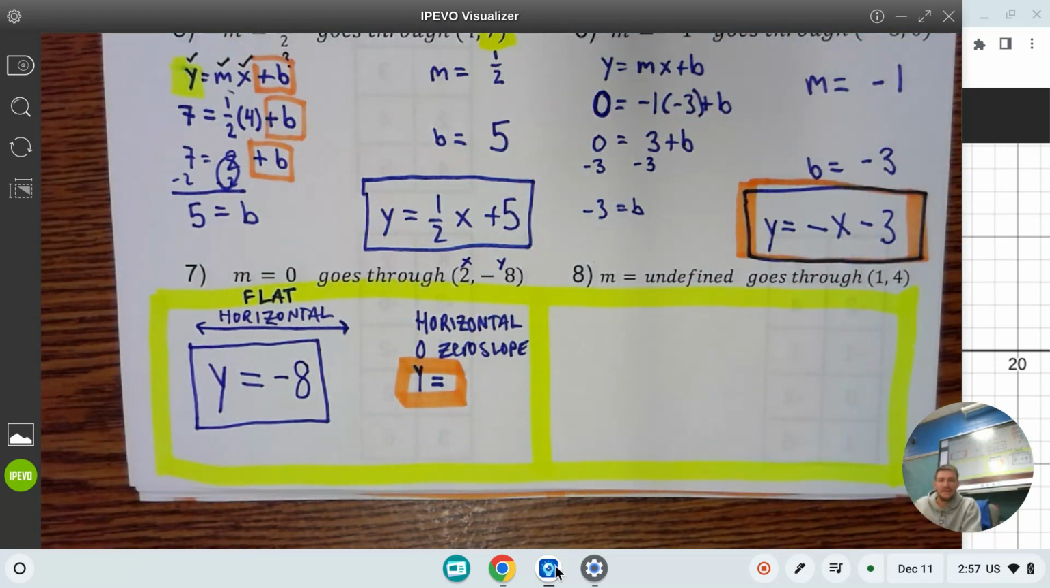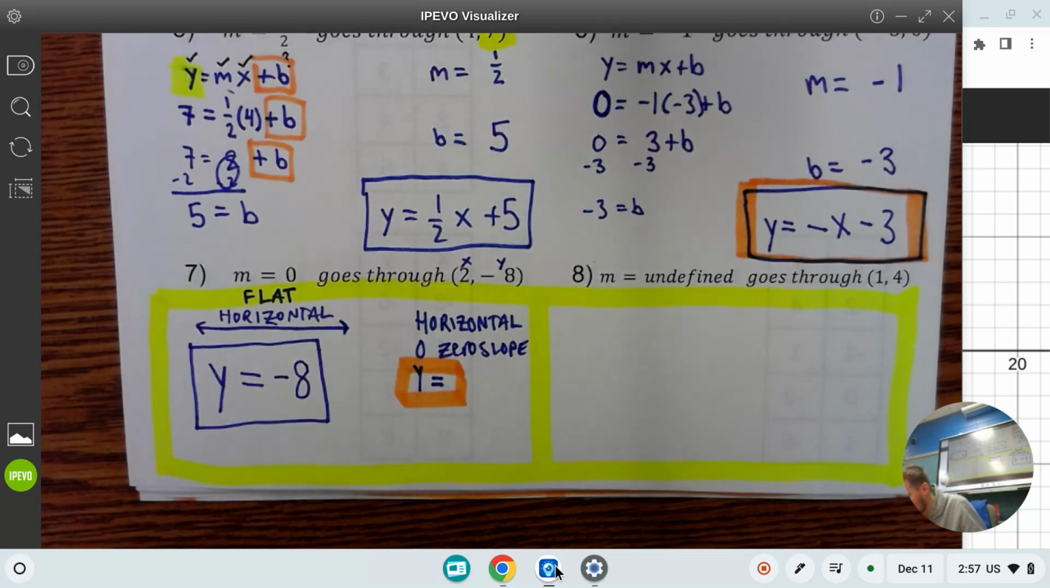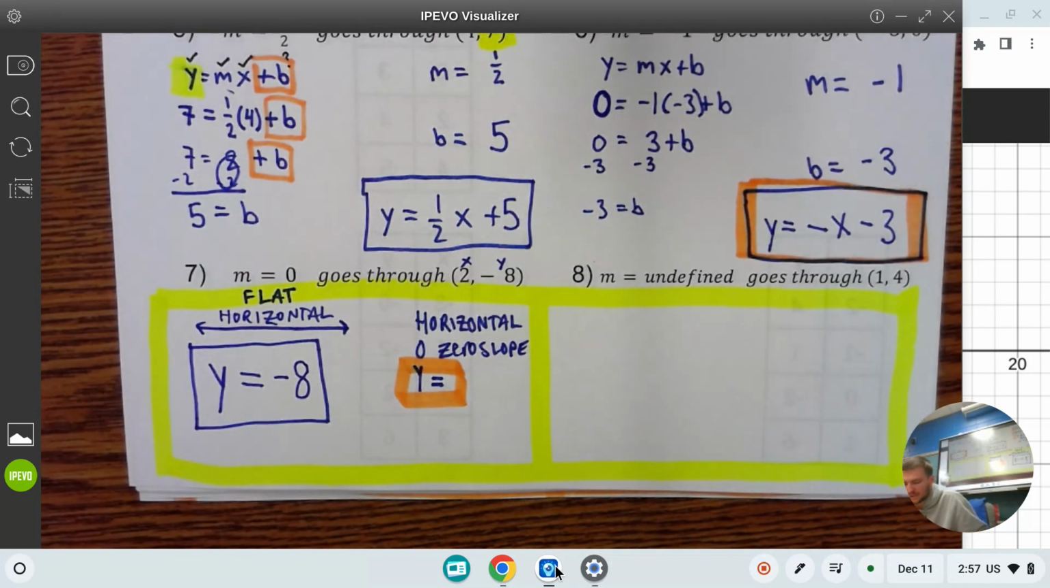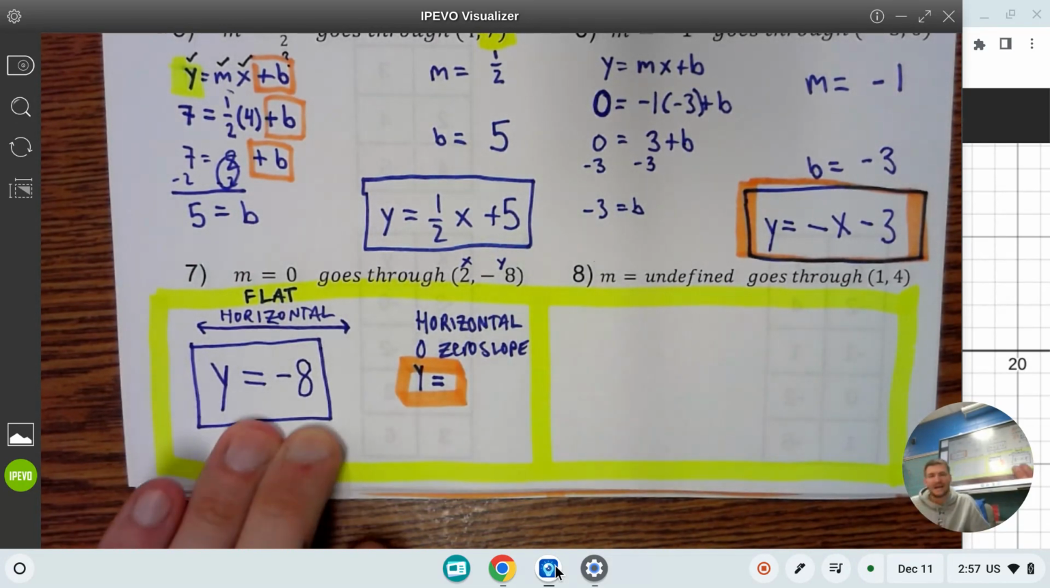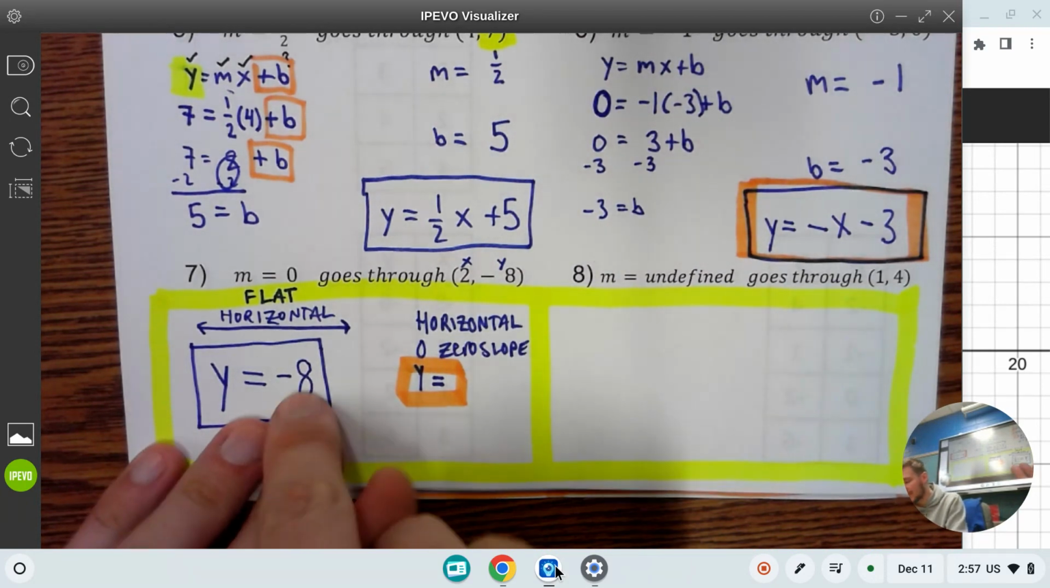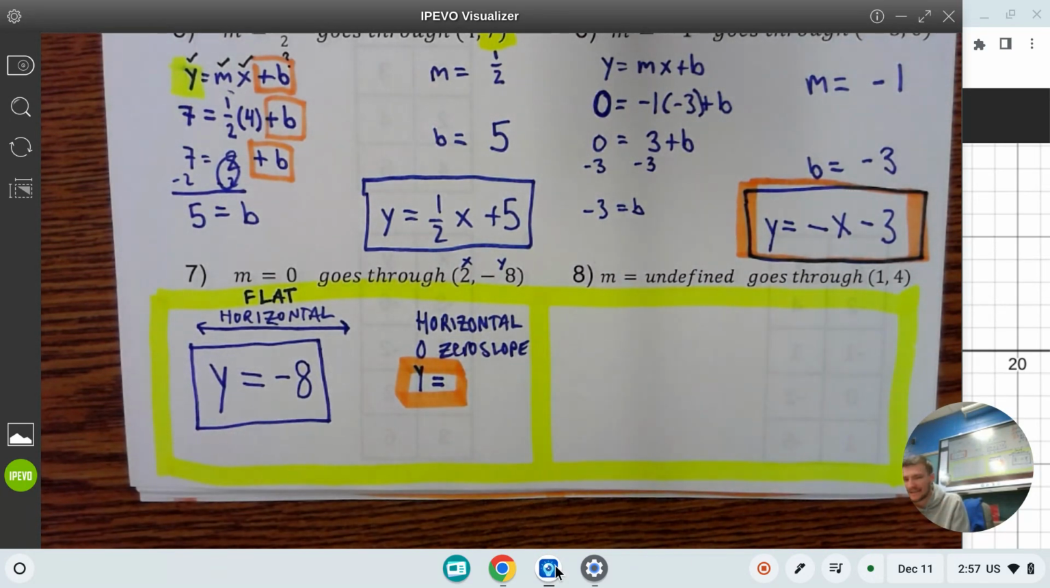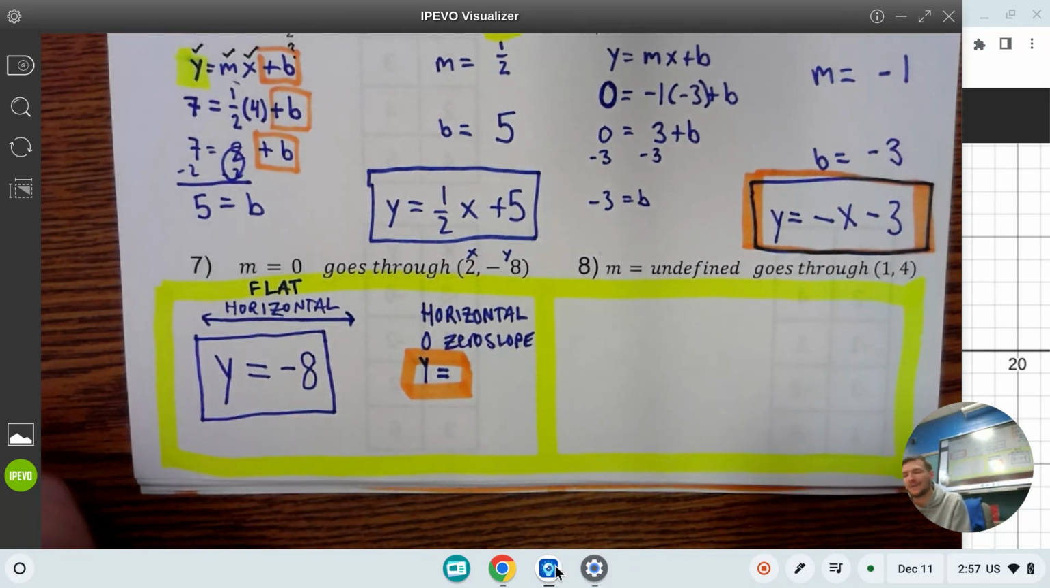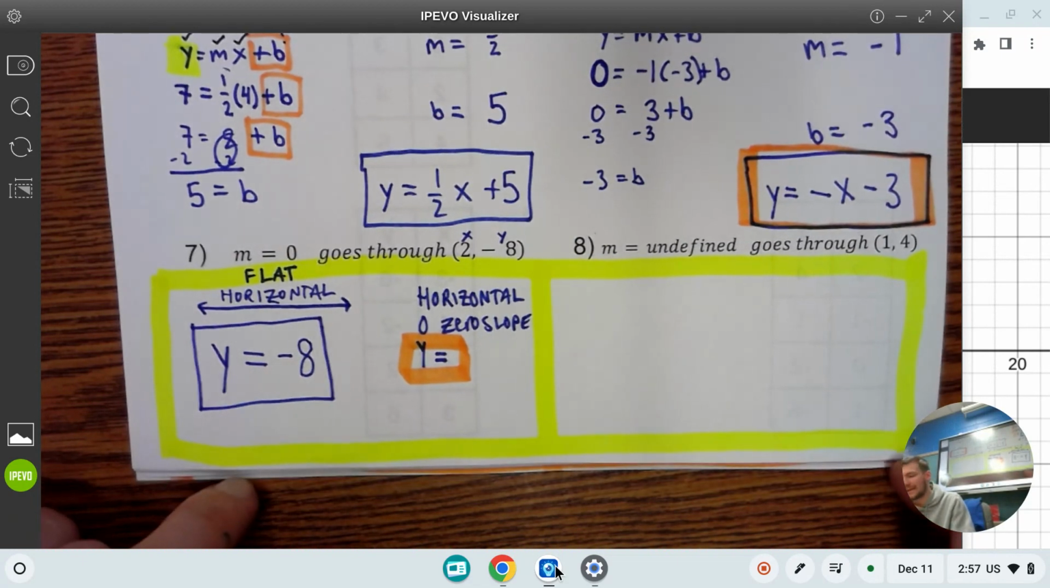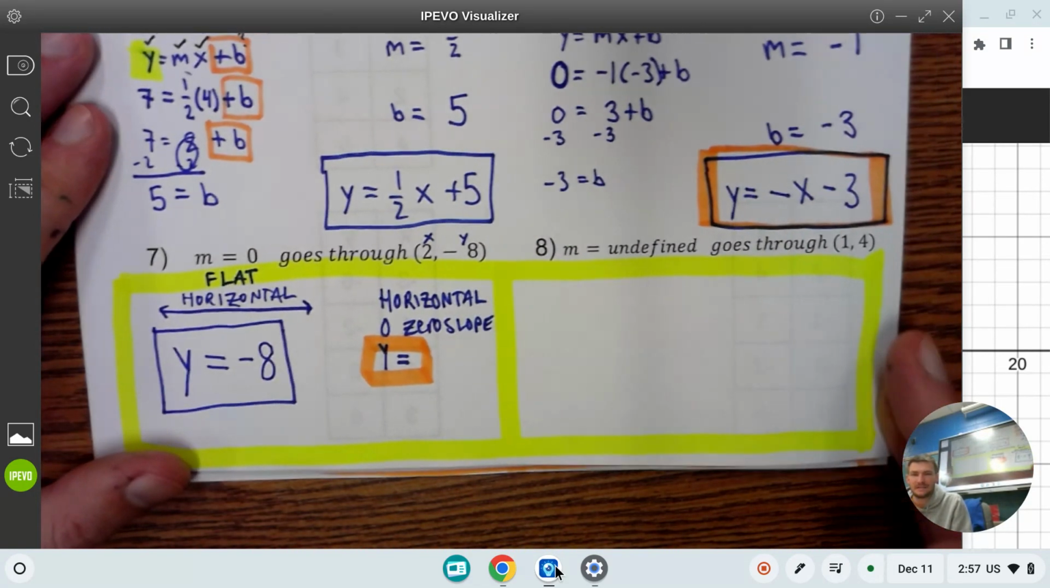So here's what we just kind of put all together. If you have 0 slope, it's y equals. We have looked at this graph and graphed it a lot. But now that we're going backwards, making our brain work in that opposite direction is a little bit tougher.